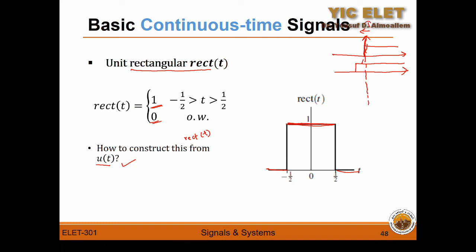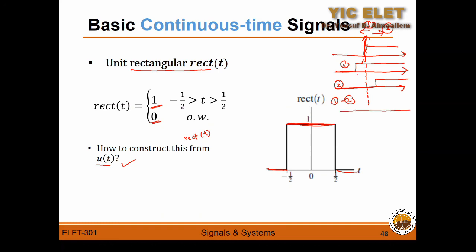So this is step number 1. I will shift it to the left. Then I will have another signal and shift it to the right. So this is signal number 2. This is 1, and this is signal number 2. It will be shifted to the right by 1/2. Now what I need to do is a subtraction, 1 minus 2, between these two signals.